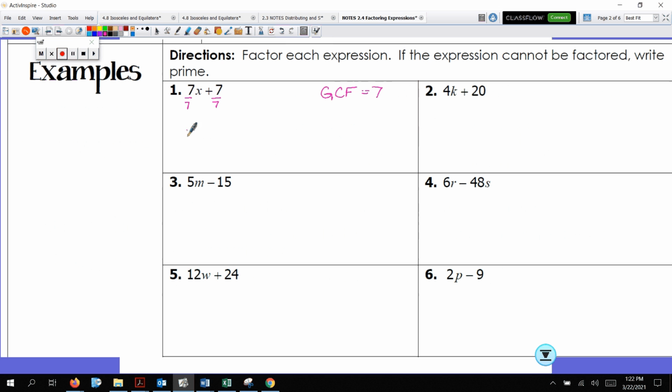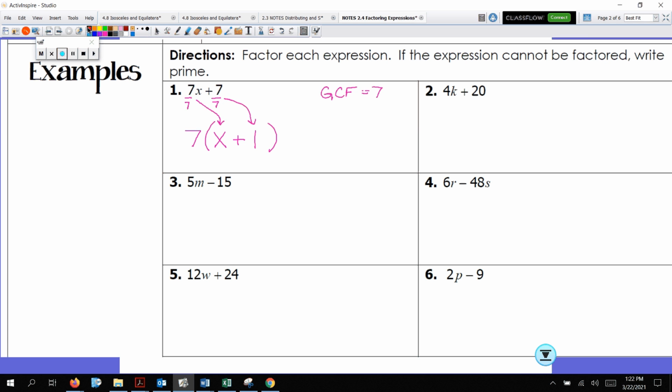You want to make sure you write the 7 out front, then you have your parentheses. What goes inside is what's left over when I divide. 7x divided by 7 is just x. 7 divided by 7 is 1.